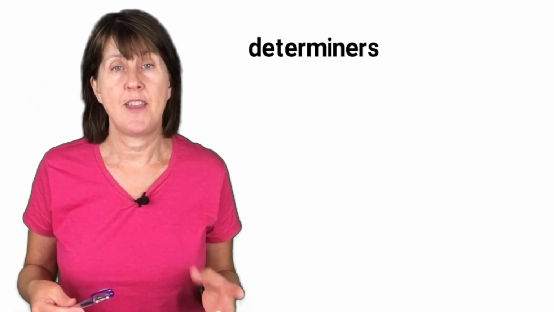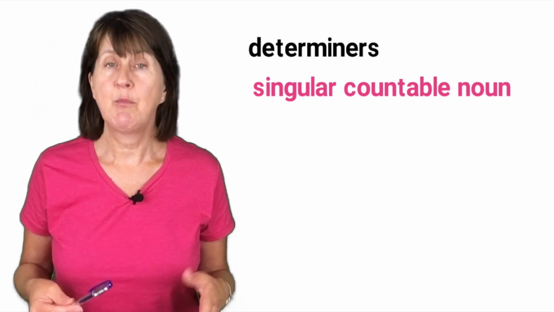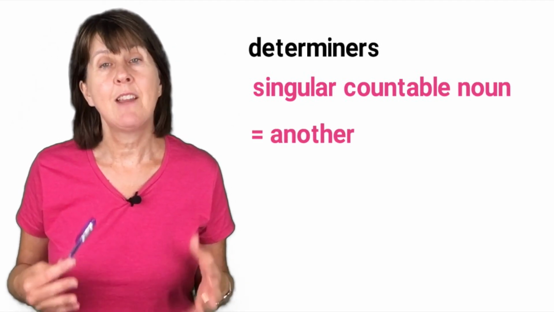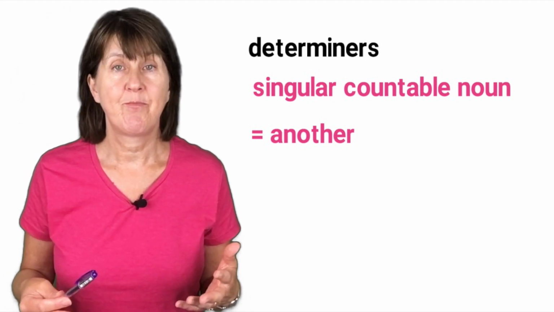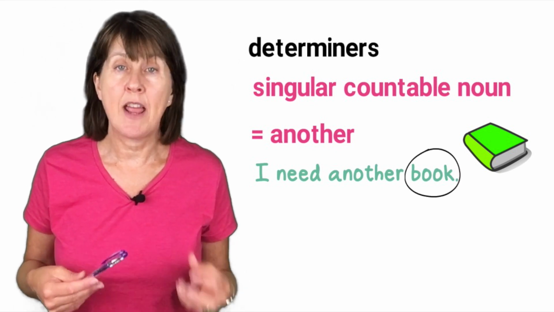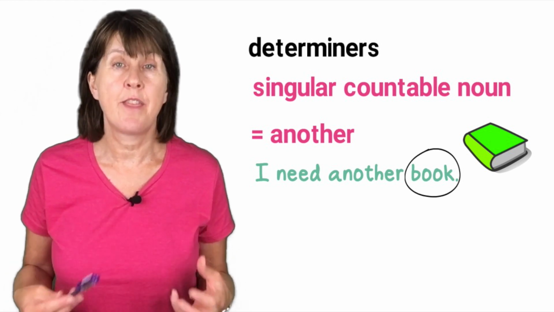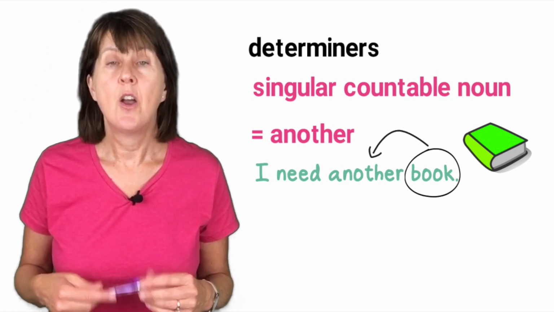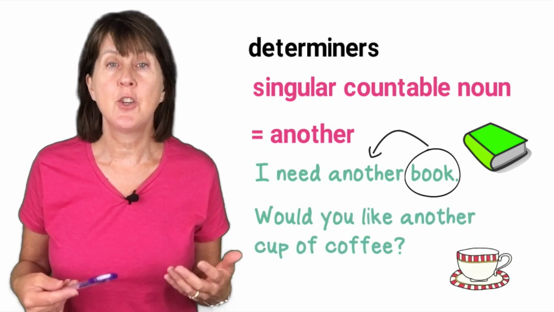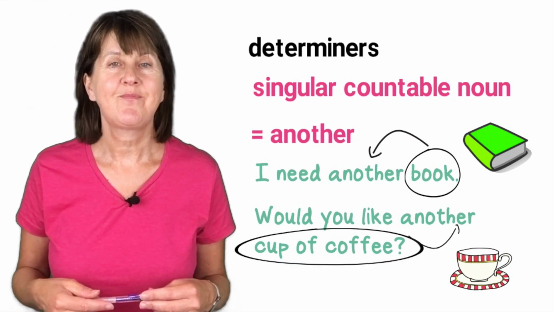So to simplify things, the general rule is that with singular countable nouns, we can use another. And here its meaning is additional. So I need another book. Here book is a singular countable noun and you want an additional book. So you use another and not other. Or would you like another cup of coffee? Here it's an additional cup of coffee, the countable noun, a cup of coffee.